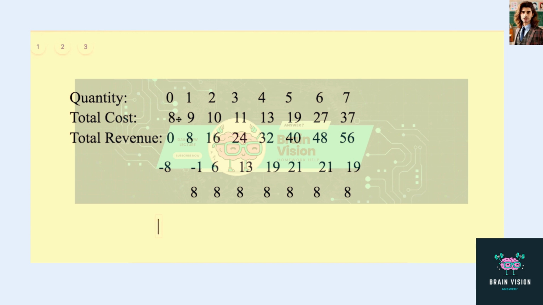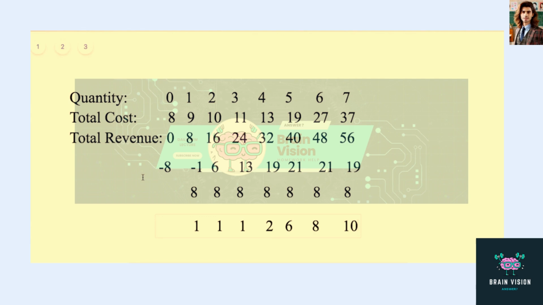Here it's the same thing, moving from unit to unit. What's the difference in cost? As we go from 0 units to 1 unit, our marginal cost is 1. 9 to 10, 1. 10 to 11, 1. 11 to 13, 2. All the way out to when we're going from 6 units to 7, notice that we have a big jump in our marginal cost of 10. Okay, so that completes that part of the problem.